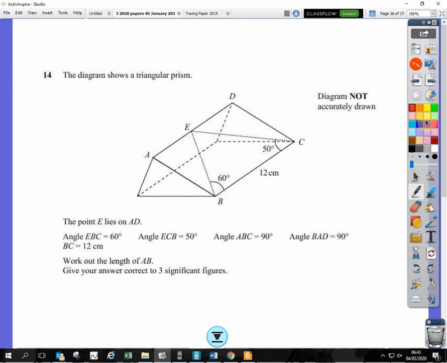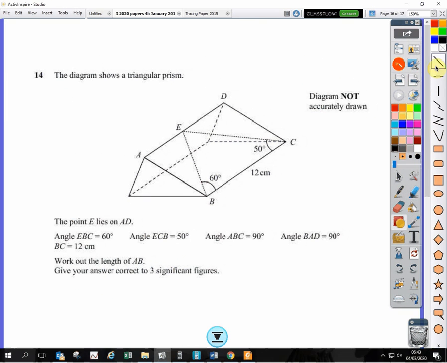Right, next one. So lots going on here. Work out the length of AB. So what we need to do is concentrate on this triangle here. Okay. And there's another triangle that we need to concentrate on as well, which is this one. Let's take a look at the black triangle first of all.